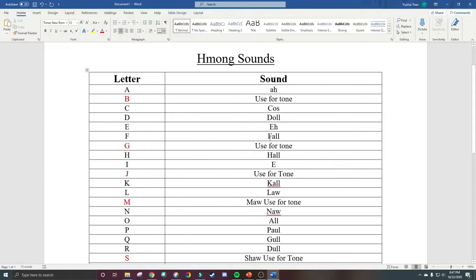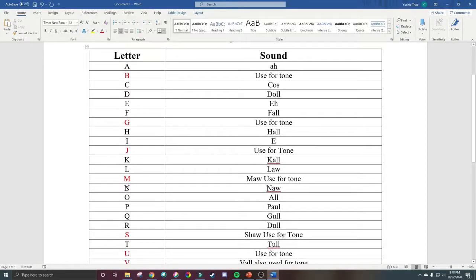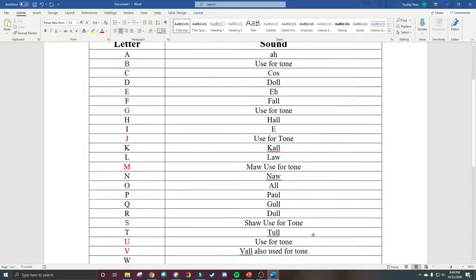F is Fa. G, like B, doesn't have a sound because it's used as a tone, which I will explain later. H is Ha. I is E. J is also used for a tone. K is Ka. L is La. M is Ma, and it's also used for a tone. N is Na. O is Ah. P is Ba. Q is Ga. R is Da. S is Sha, but also used for a tone.